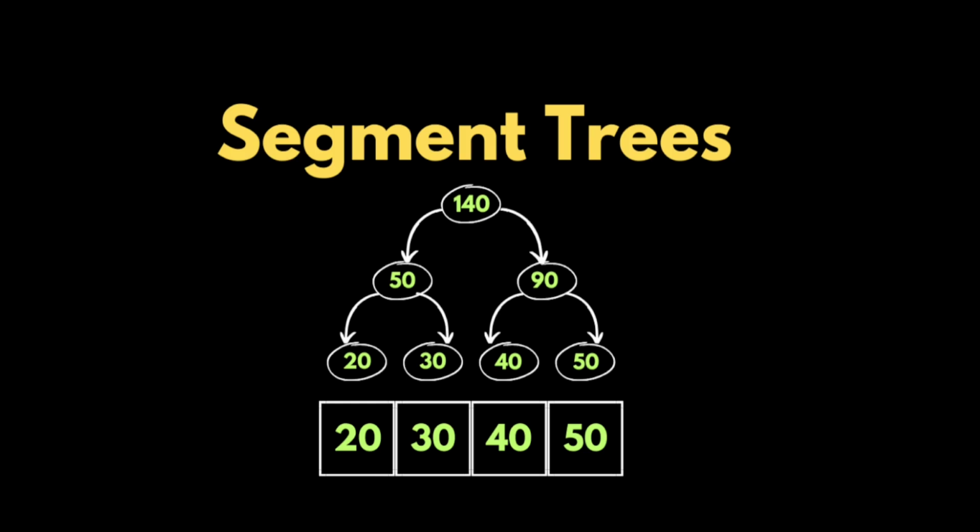So segment tree does look like a binary tree where the leaf nodes will be the array elements themselves, and all the nodes above them will be the sum of elements of its children. So 140, which is the root of the segment tree, will denote the sum of the entire array, which is 20, 30, 40, 50, and the left node of the root will denote the sum of the first half, and the right node will denote the sum of the second half of the array.